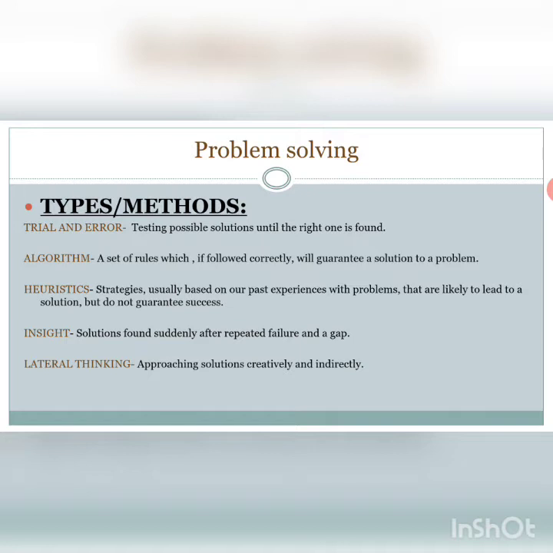Solutions found suddenly after repeated failure and a gap. So you go on trying, but when you leave the problem because you did not find any solution and there is a gap, and suddenly the solution comes to your mind and you have an aha experience, that is the insight. Then we have lateral thinking, approaching solutions creatively and indirectly.